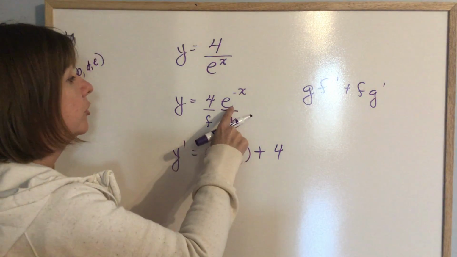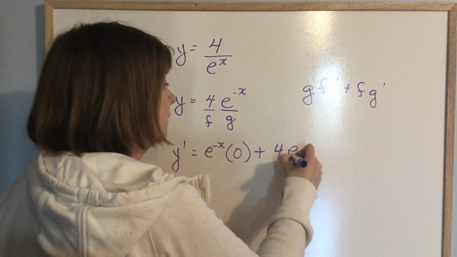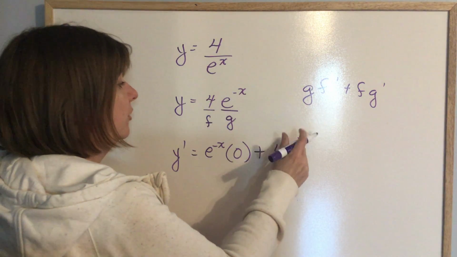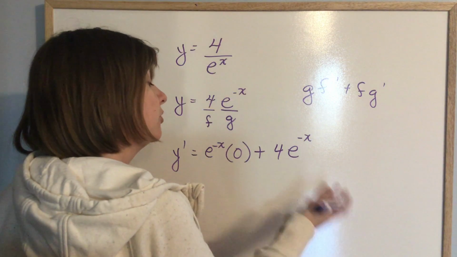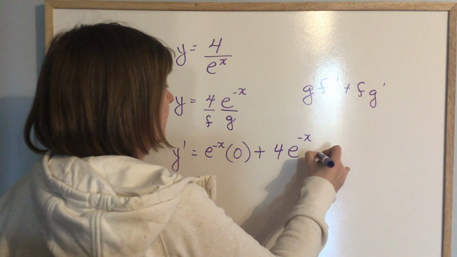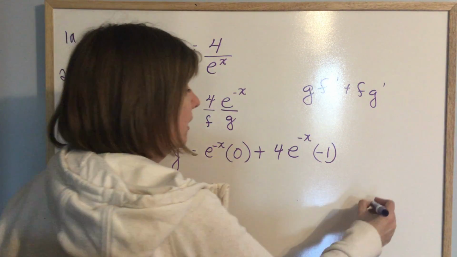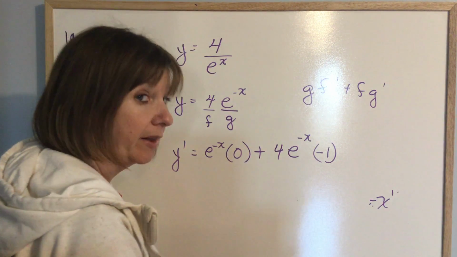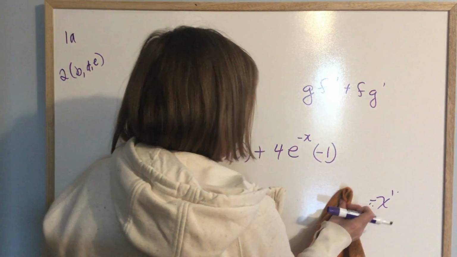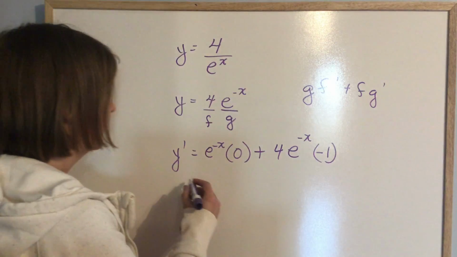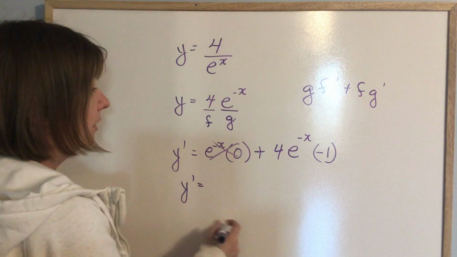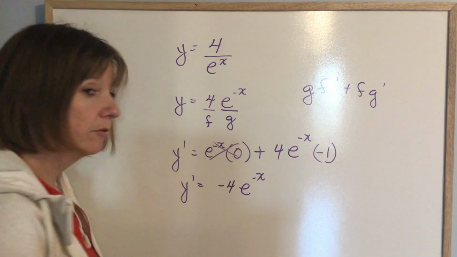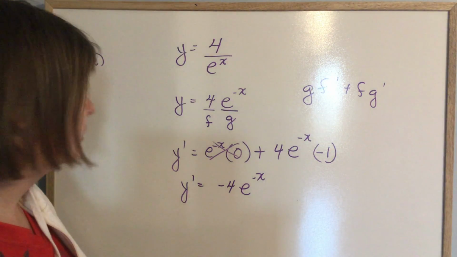To do the derivative of g, first I do the derivative of e, which is just e, and I leave that alone. And then I do the derivative of negative x. The derivative of negative x would be negative 1, right? If you have negative x to the first, you bring the 1 down, it's negative 1, you decrease that by 1, and that's 0. So to clean this up, that would just be gone. 4 times negative 1 would be negative 4 e to the negative x. And that's how I would do 2b.